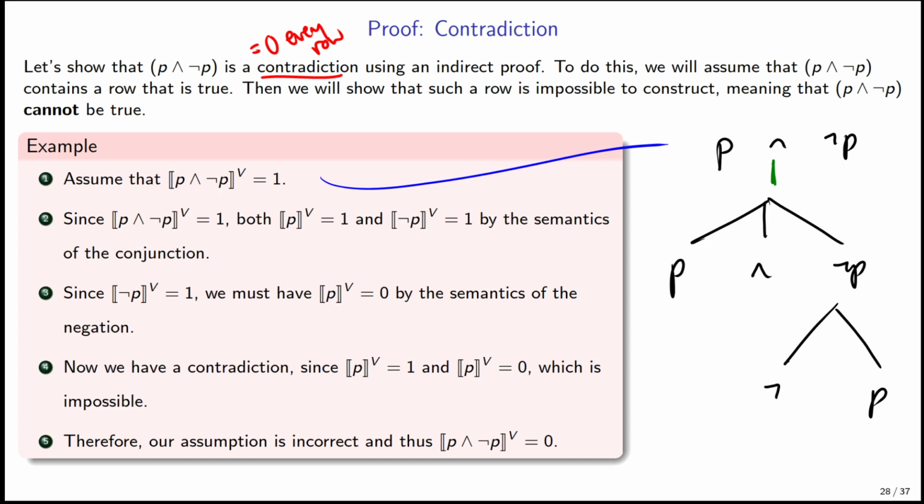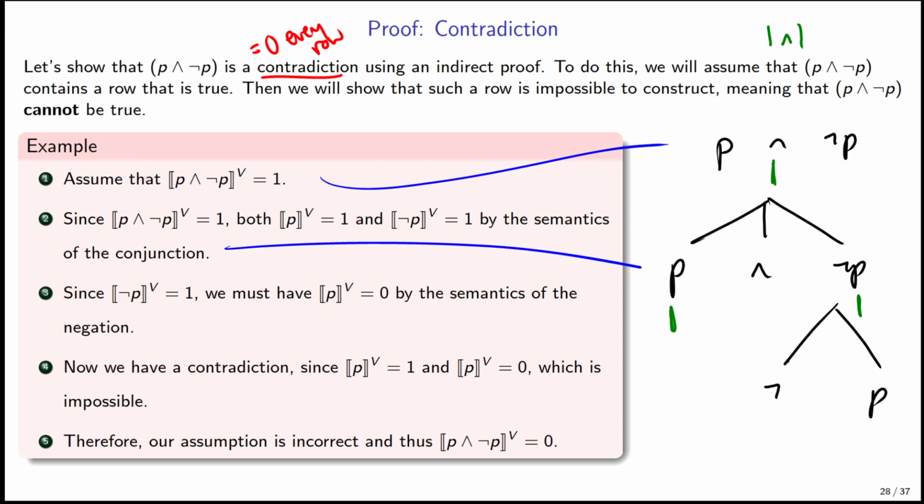Now, if P and not P is true, well, let's ask ourselves, when is the conjunction true? It's true when both of the conjuncts are true. So this means that P is true, and this means that not P is true. So this is our second row here. Since P and not P is true, both P is true and not P is true by the semantics of the conjunction.